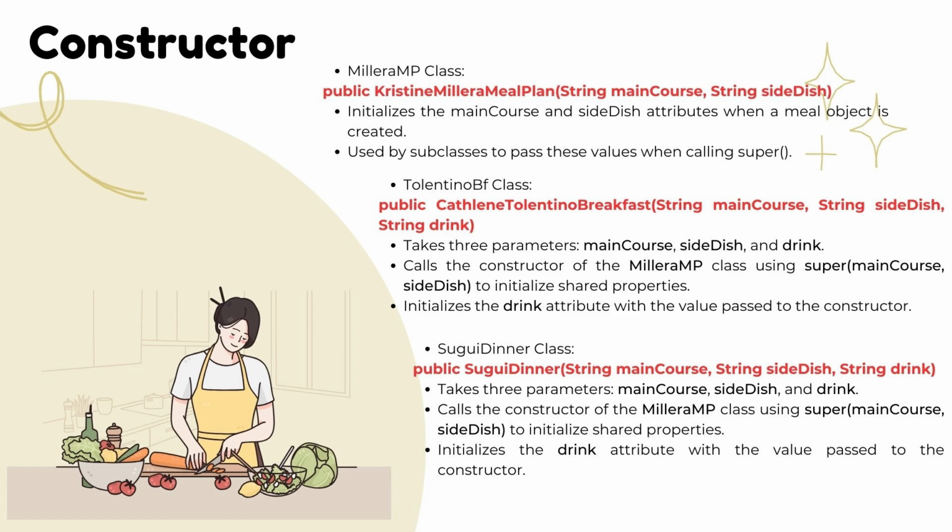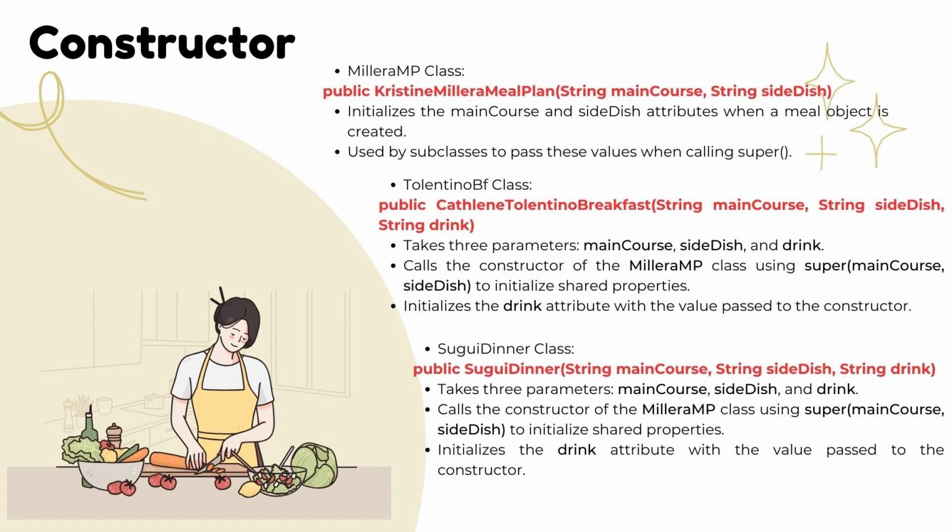The constructor Miliera MP initializes the main course and side dish instance variables with the provided values when an object of a subclass is created. The constructor of the Tolentino BF class takes three parameters, which are the main course, side dish, and drink. This allows us to create a Tolentino BF object with specific meal details.